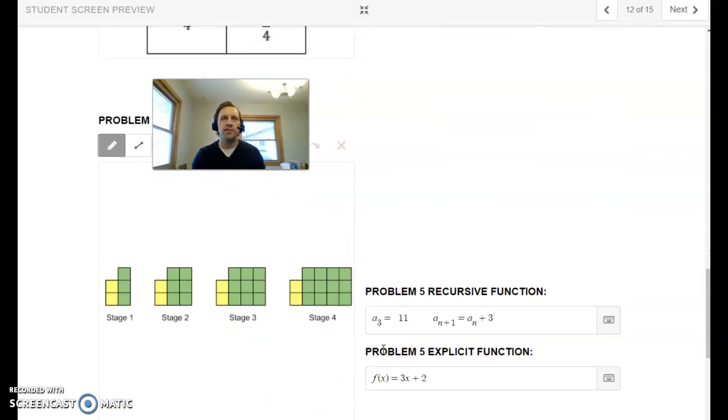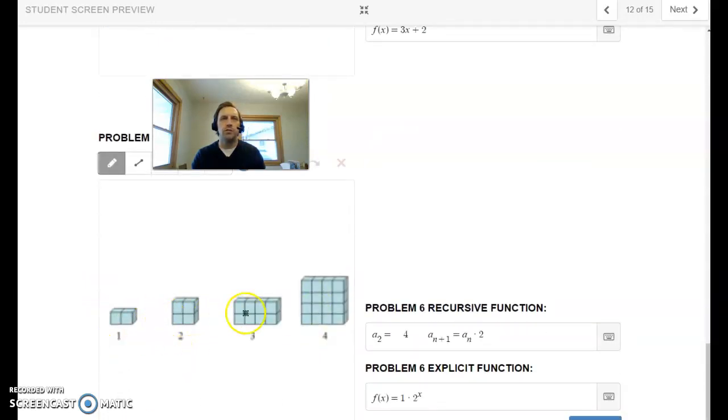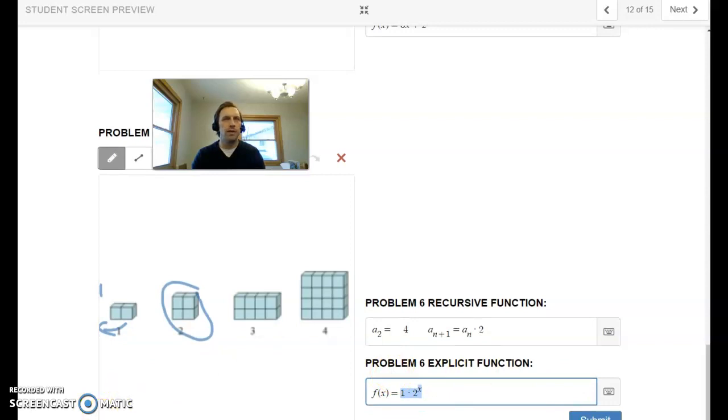All right, this one was fun, right? Going up by 3 each time. Stage 3 has 11, and so the next one's going to be plus 3. Well, that means it's 3x. We have to find our initial value, so we go back to stage 0, subtract 3, we get 2. And this last one, we have 2, 4, 8, 16, so we're multiplying by 2 each time. Our a of 2 is right here. That's 4 blocks. If I divided by 2, I would get 1 block in figure 0, so that's 1 times 2 to the x power. Go back and check those, make sure you got them right.